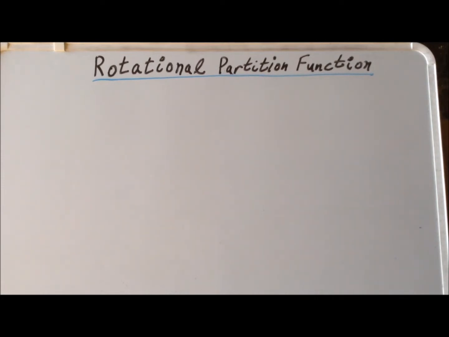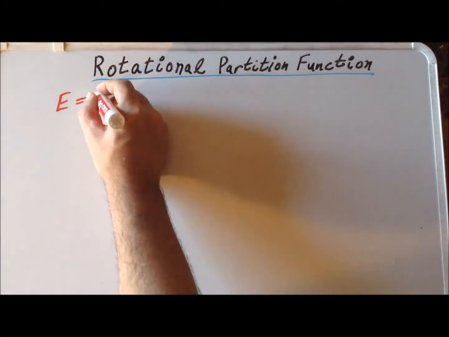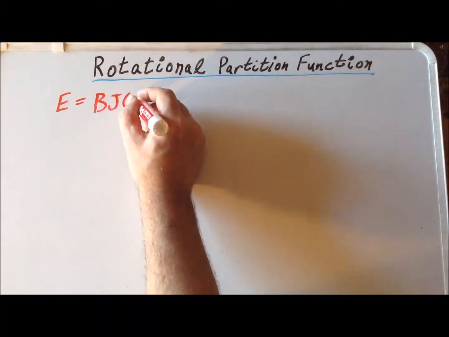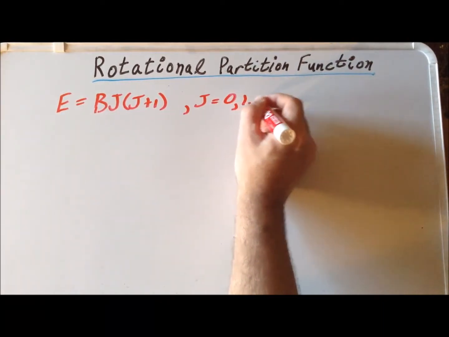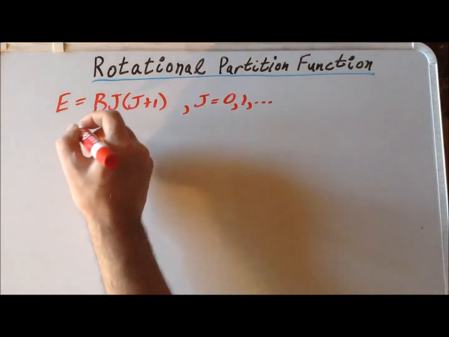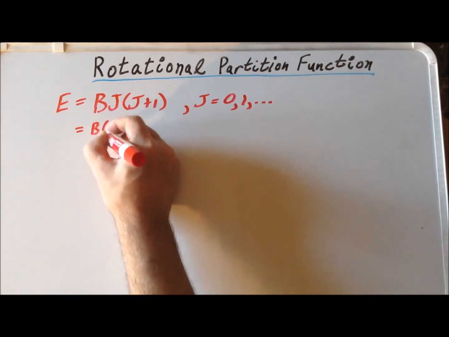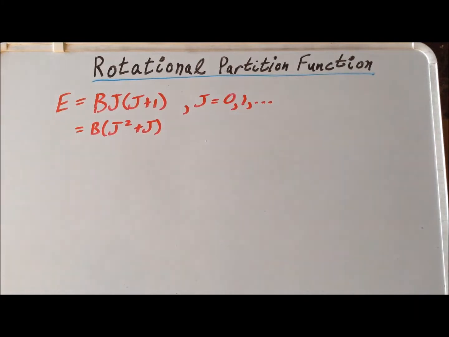Hello. In this video, we are going to derive the canonical ensemble partition function for rotation in 3 dimensions. Recall that the energy of rotation, E, in 3 dimensions is equal to B times J plus 1, where our J's can run from 0 to some non-negative integer. For later convenience, we are going to rewrite this expression very slightly as B times the quantity J squared plus J, where J has the same limits as in the first line.